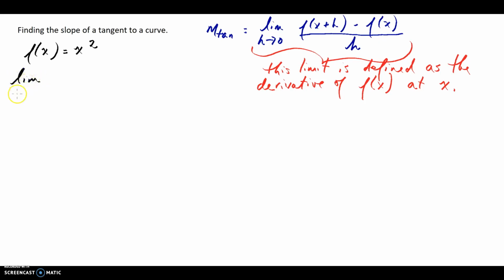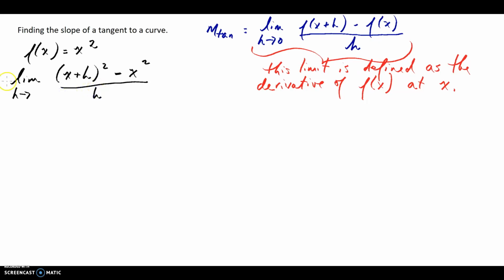The limit as h goes to 0. Now, for the numerator, we need to find f of x plus h. That is (x plus h) squared, because everywhere we see x in the function, we should sub in x plus h. And we want to subtract the original f of x, which is x squared, and divide the whole thing by h.